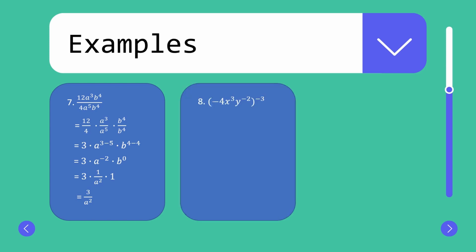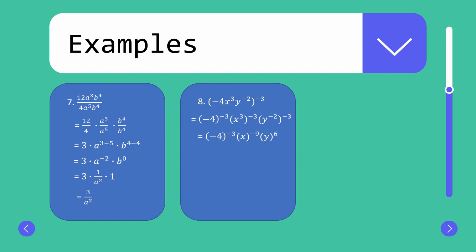We have here number 8, quantity negative 4x cubed y raised to negative 2 raised to negative 3. The example is enclosed and entirely raised to negative 3. The first thing that we should do is to apply power of a product rule. This becomes negative 4 raised to negative 3, x cubed raised to negative 3, y raised to negative 2 raised to negative 3. And then we apply power of a power rule.